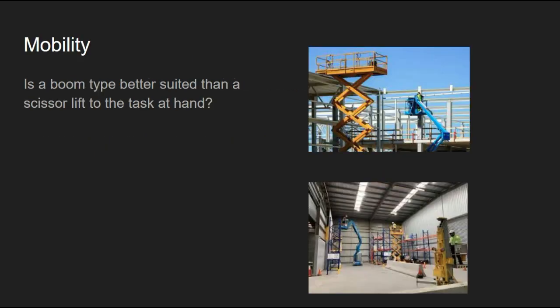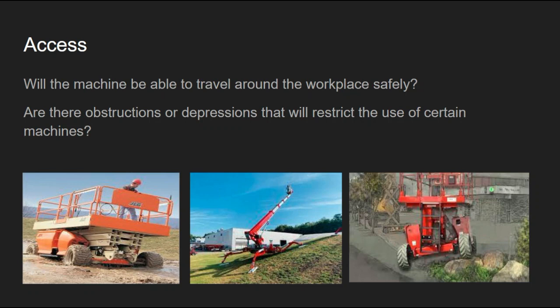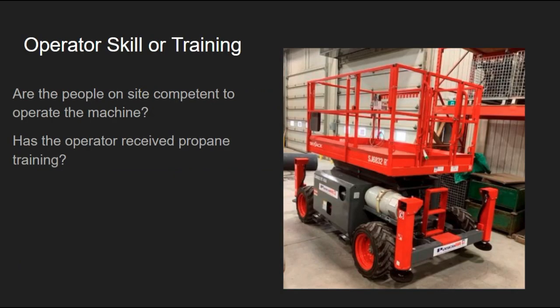For mobility, is there a boom type better suited than a scissor lift to the task at hand? What are you going to be lifting? Will the machine be able to lift the size and the weight of the material required for the job? Selecting access. Will the machine be able to travel around the workplace safely? Are there obstructions or depressions that will restrict the use of certain machines? Operator skill and training. Are the people on site competent to operate the machine? Has the operator received propane training if they have to change out propane tanks?